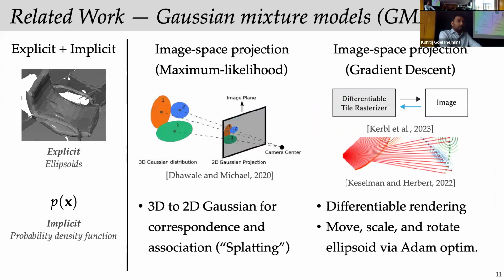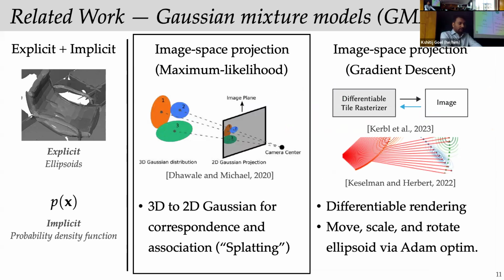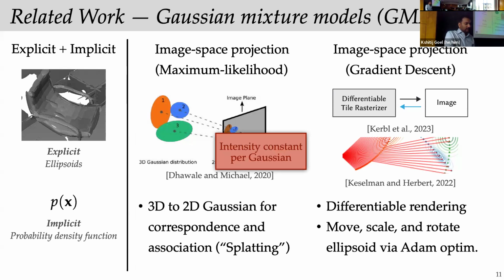Towards enabling higher quality surface reconstruction using GMMs, follow-on works have largely used image space projection, popularly called splatting. There are several methods on this front. One approach is to use maximum likelihood updates as done in NDT map. But here we apply these updates at a pixel level by projecting 3D Gaussians to the image space. The downside of this approach is that intensity variation per Gaussian is not considered. Therefore, to model intensity accurately, a lot more Gaussians have to be used.